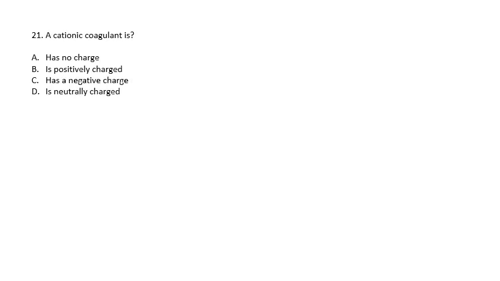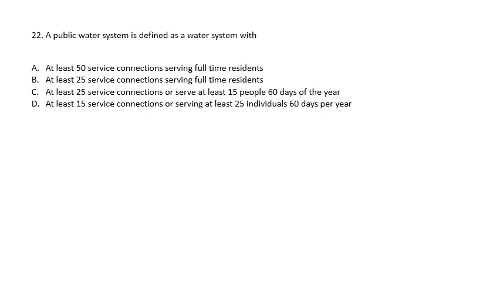A cationic coagulant is positively charged, has a negative charge, is neutrally charged, or has no charge. It is positively charged. A public water system is defined as a water system with at least 50 service connections serving full-time residents, at least 25 service connections serving full-time residents, at least 25 service connections or serving at least 15 people 60 days out of the year, or at least 15 service connections or serving at least 25 individuals 60 days out of the year. The answer is 15 service connections or serving at least 25 individuals 60 days out of the year.